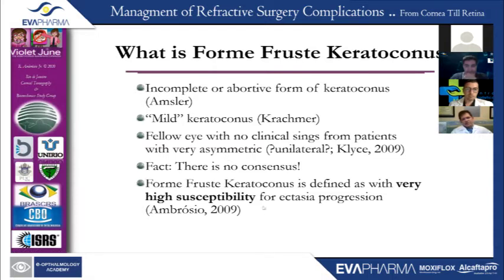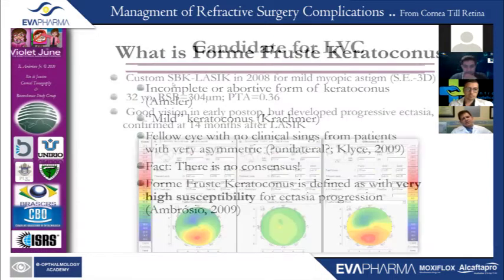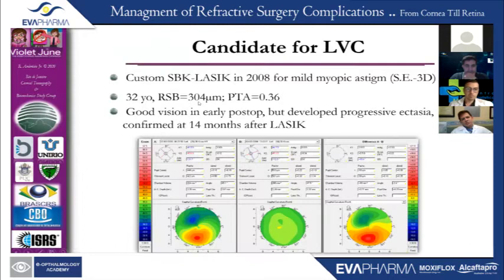It's important that we see cases like this one. The patient is 32 years old, residual stromal bed higher than 300, PTA lower than 0.36. PTA is defined as a parameter by Marcony Santhiago, as for normal topography cases, higher than 0.4 will be a high PTA. So in this case, it was 0.36.